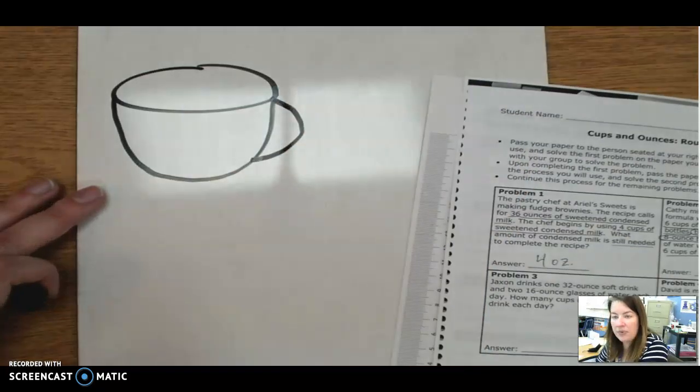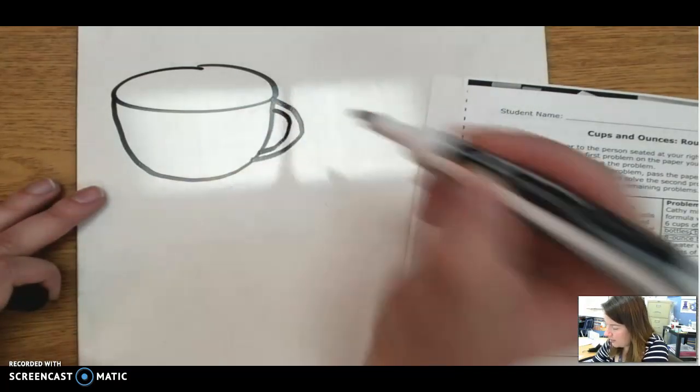Oh, that's a good tea kettle. Look at that. Or a good punch cup.